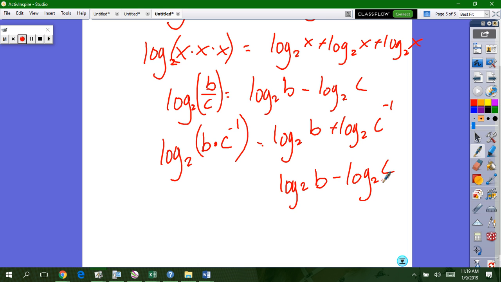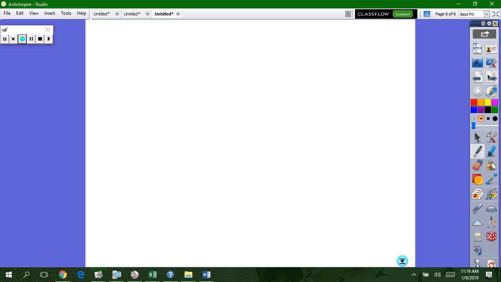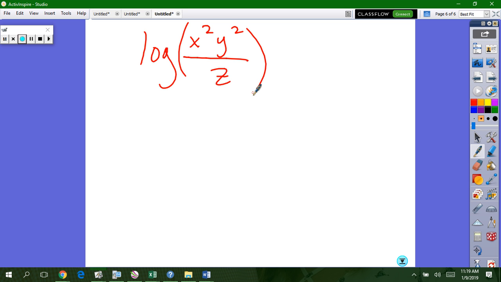Okay, so those 3 rules are the rules that we're using today. When I see multiplication within logarithms, what does that mean? We're adding. When I see division in logarithms, that means subtracting. When I see a power, something raised to something, that means bring that out and multiply. So our goal today is to expand. So if I have this, I would like us to expand that.